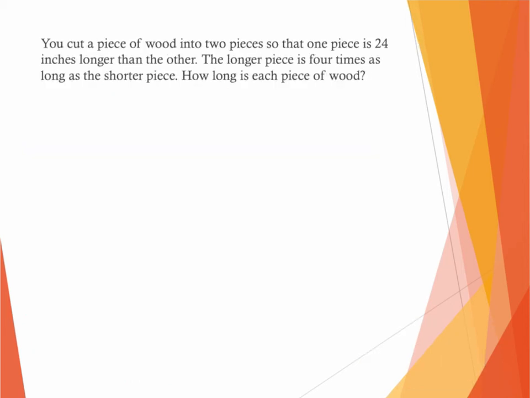Let's take a look at our first example. You cut a piece of wood into 2 pieces so that one piece is 24 inches longer than the other. The longer piece is 4 times as long as the shorter piece. How long is each piece of wood?